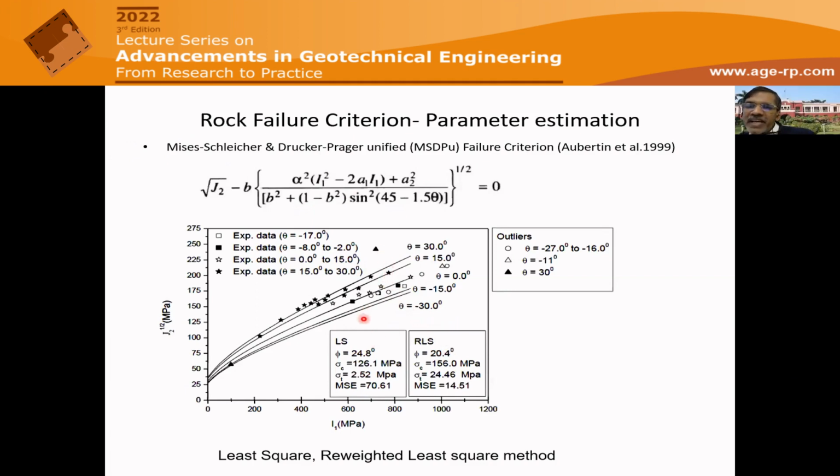So once I remove those outliers, you will see I am getting a better fit, with mean square error reduced from 70.61 to 14.51. This is only possible with evolutionary algorithms. I tried with all traditional algorithms, it failed. This method is called the reweighted least squares method, where you can remove the outliers through the least median square method, because by default we follow the least square method.